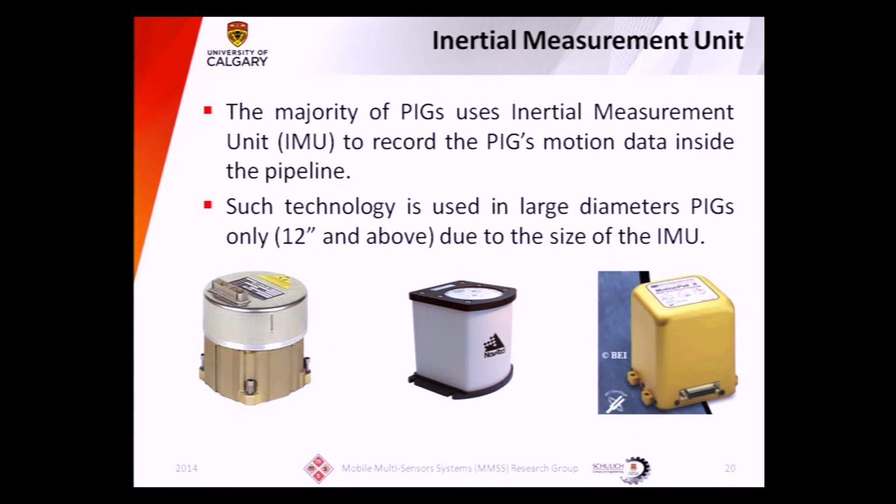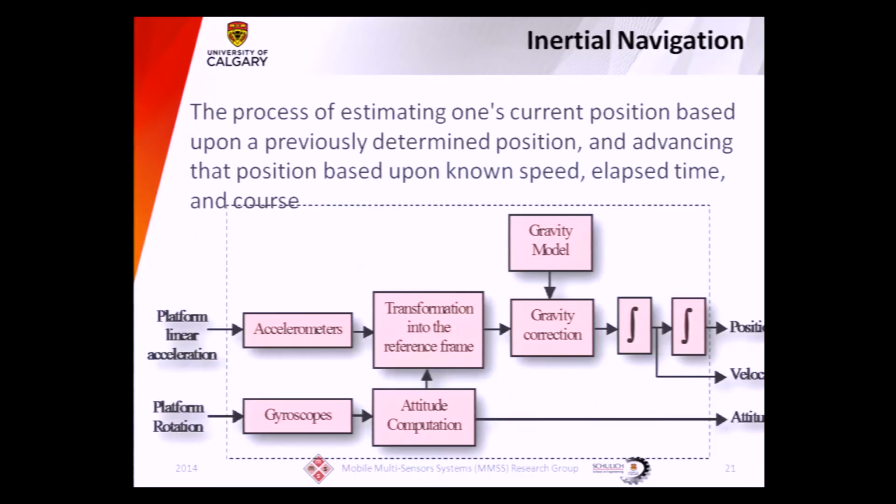They don't require any external signal. This inertial sensor measures acceleration and angular velocity. From the acceleration, we can integrate two times: once to give me velocity, another time to give me distance. And by the gyroscopes, we can know the direction.